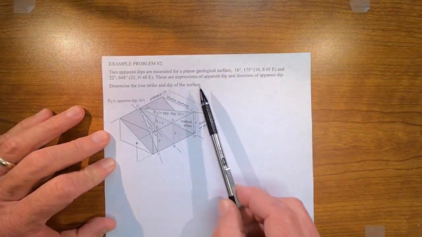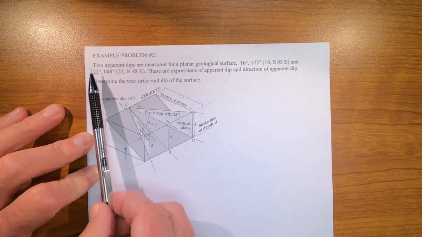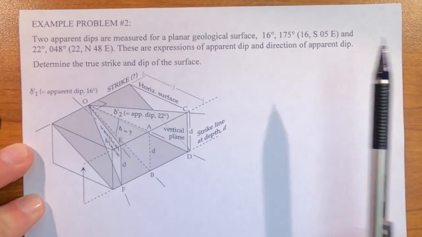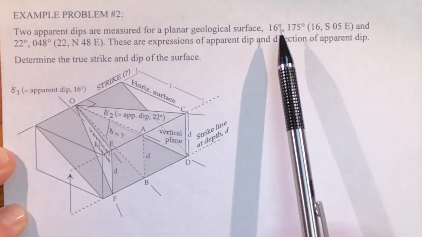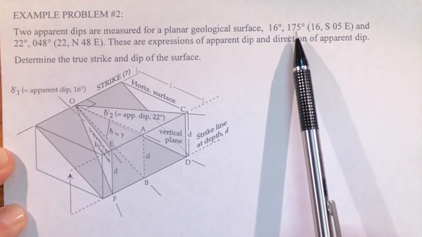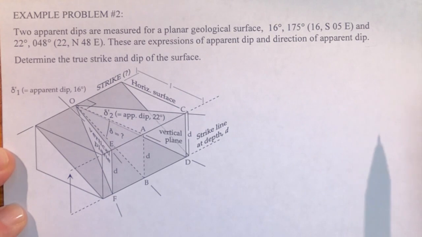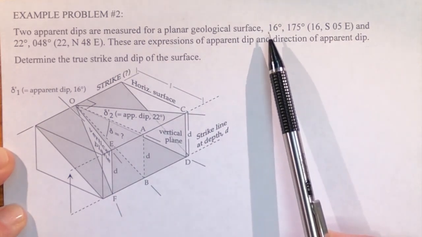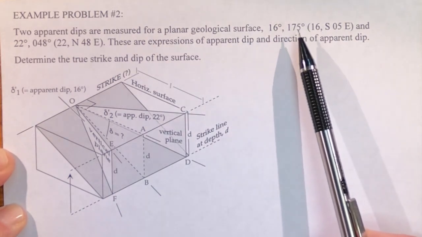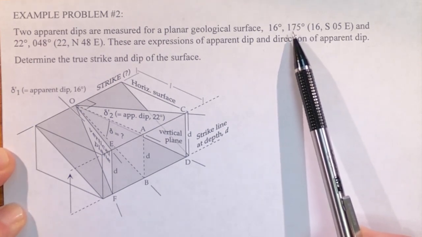The problem is schematically illustrated here in the block diagram. As stated, it says that two apparent dips are measured for a planar geologic surface. Those two apparent dips are expressed here. The first one is 16, 175. The syntax of that expression is the same as the plunge and trend of a line, which we haven't actually talked about yet. But realize that 16 degrees is the apparent dip, and 175 is the direction of that apparent dip. Notice it's 3 digits.